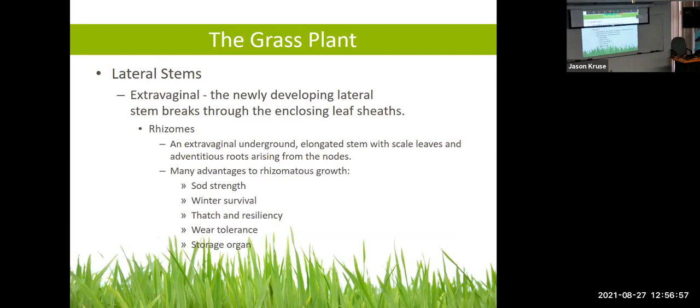We have two above ground means basically for lateral growth, right? We've got the stolons and the daughter plants on bunch type plants. Bunch type plants will spread laterally very slowly because these intravaginal stems grow out right next to the mother plant. And then we've got stolons, which are above ground.